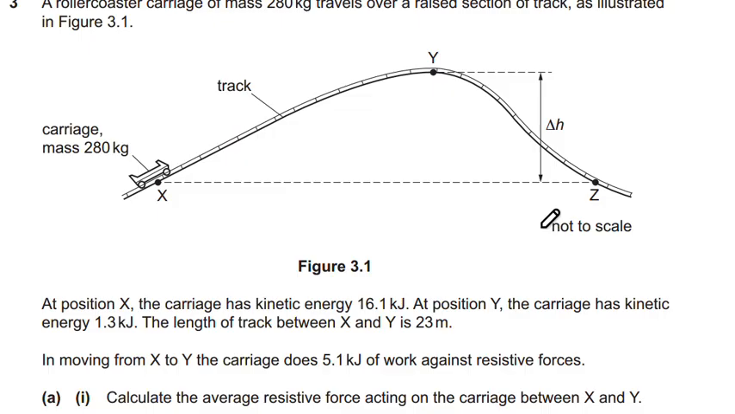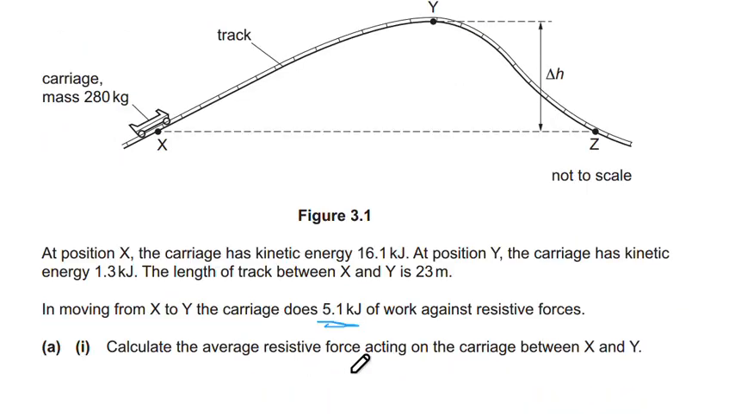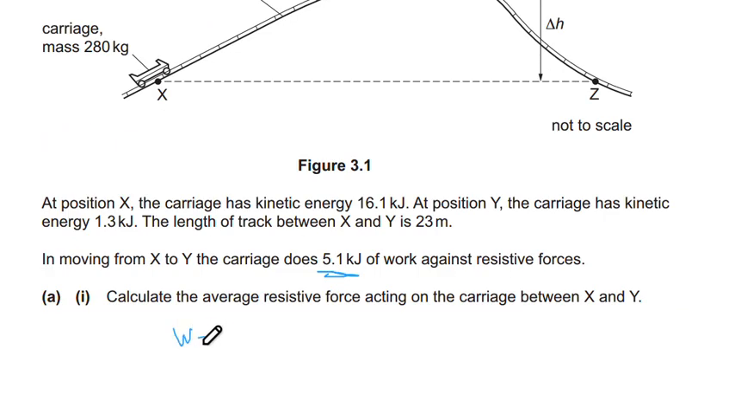So we have here work against resistive force, and we know that work equals Fd, distance along the track on which there is resistive force. So F equals 5100 divided by d, and d is 23.